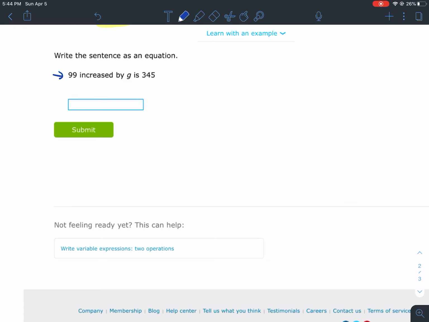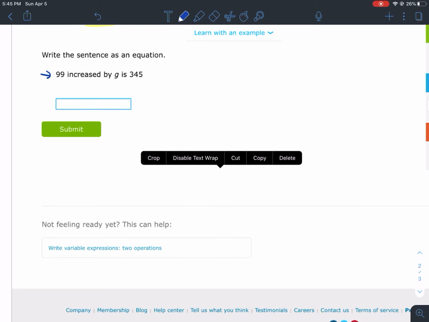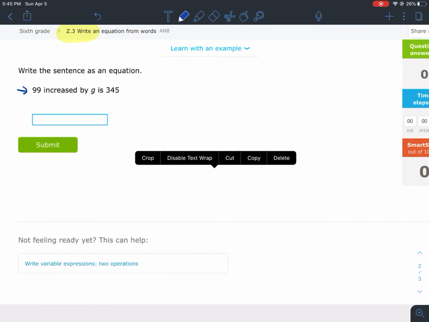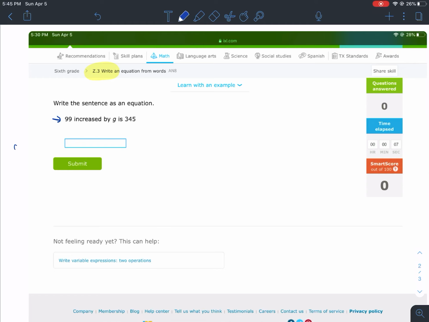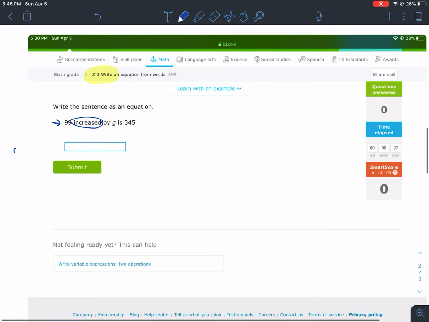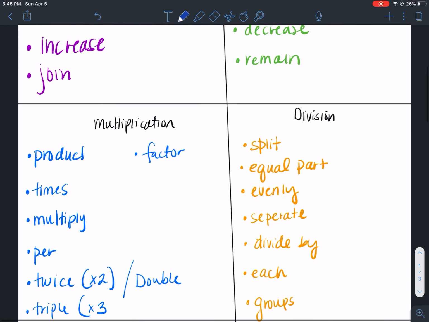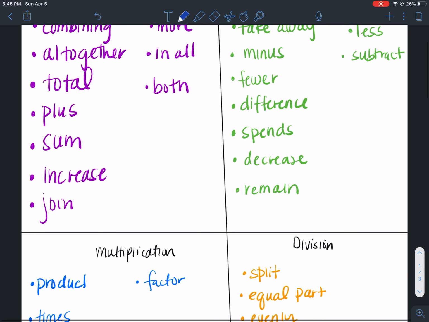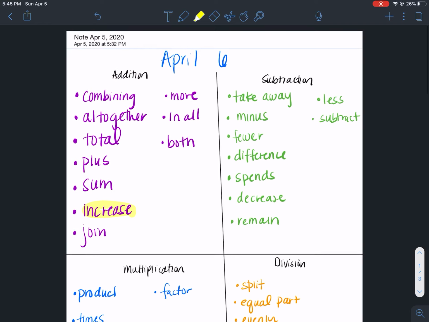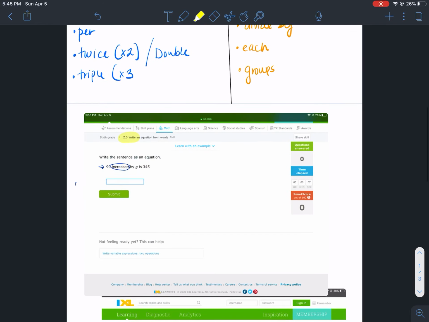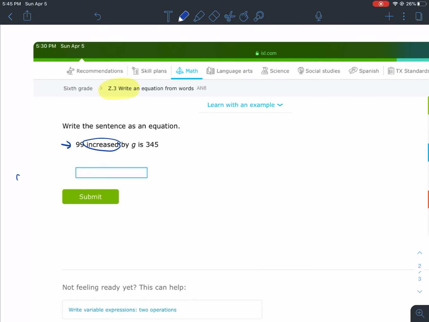So it says 99 increased by G is 345. So that's my keyword here: increased. So 99 increased. Well, I'm going to ask myself, what does the word increased mean? If I go back, I can see increased means addition. So back here, I have 99 plus G is 345.